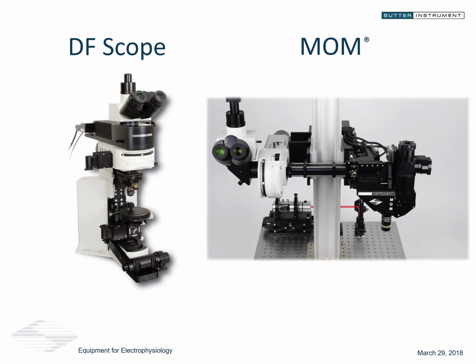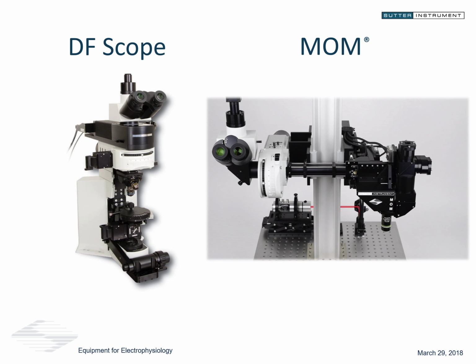So moving on to the DF scope and the MOM microscope, which you may have heard of. These are our two-photon systems. And with the DF scope, you might recognize that this is actually a modification to an Olympus BX51.